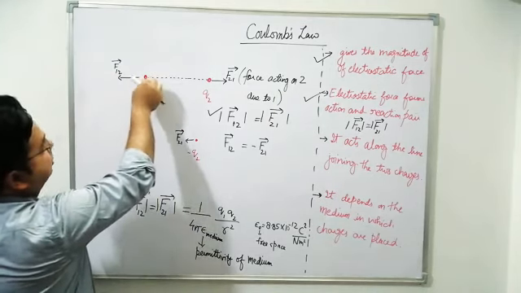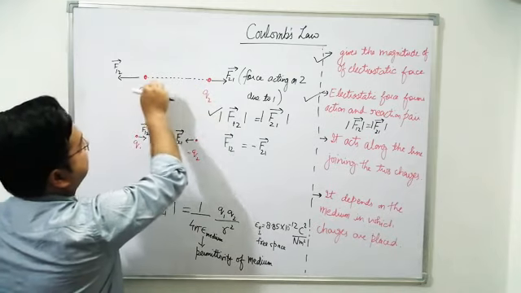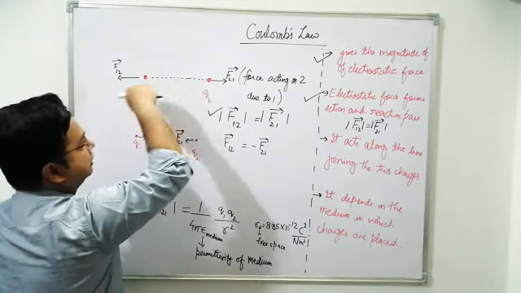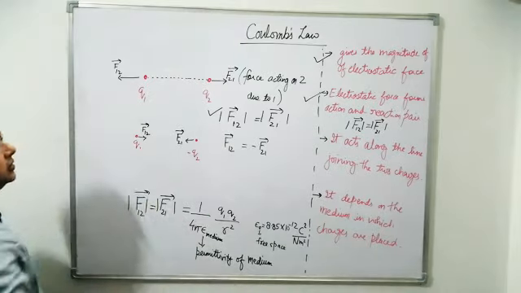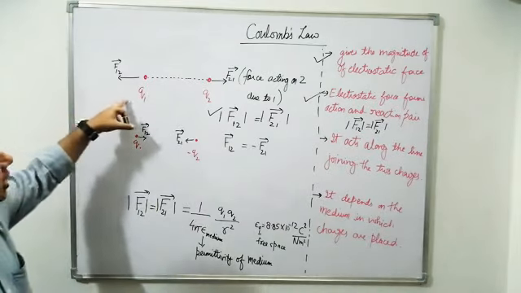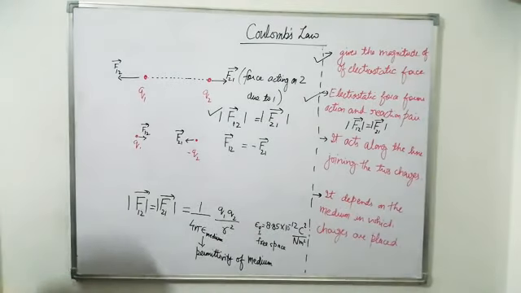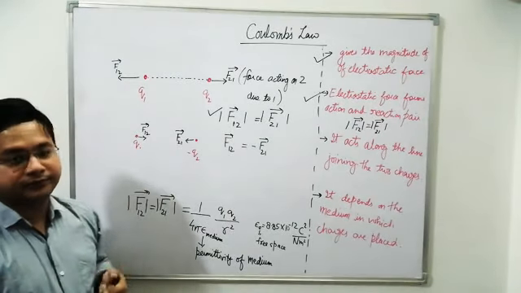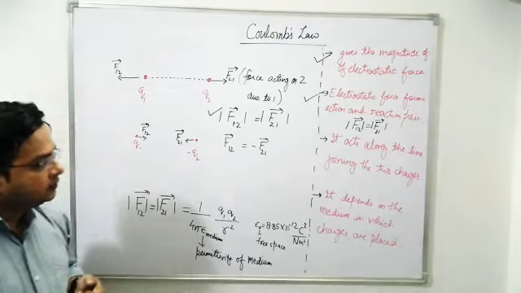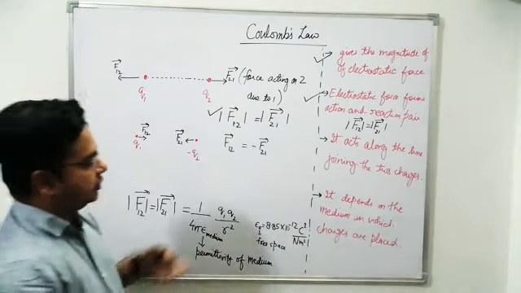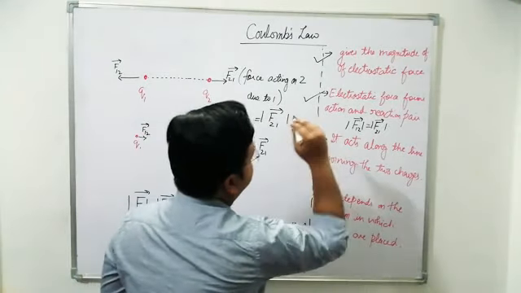It acts along the line joining the two charges. It is along the line joining the two charges in both the cases, when the charges are of same nature or when the charges are of opposite nature. Clear? I hope the third point is also clear to you all.